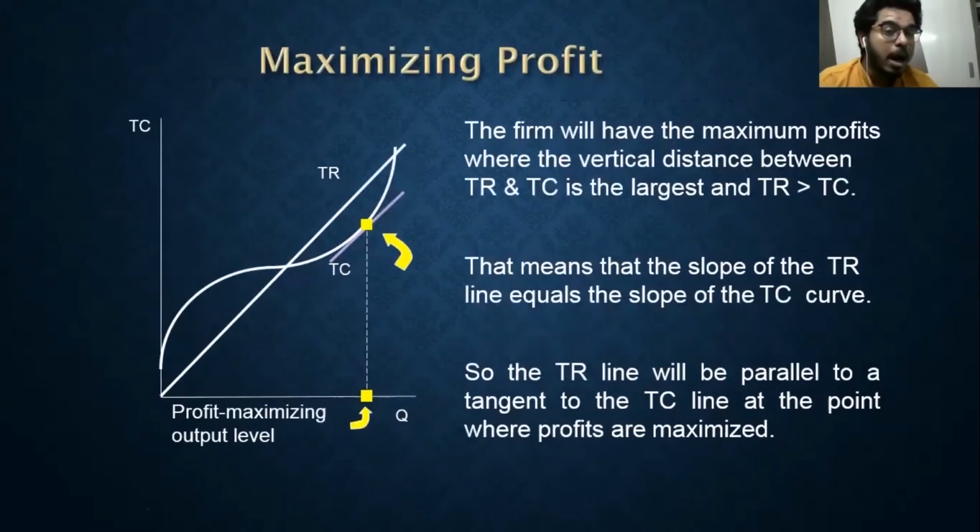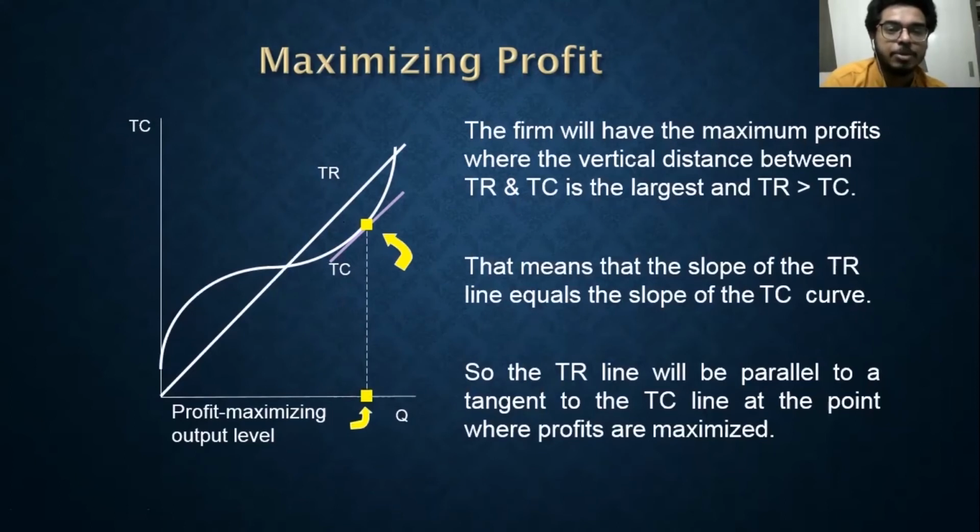But where my profit is maximum, you have to see where my marginal revenue is equal to marginal cost. Before going to marginal revenue and marginal cost, I will say the slope of the total revenue, which is nothing but the price over here, is equal to the slope of the total cost curve. When the tangent on the total cost curve is parallel to the total revenue curve, the slopes are equal. Then I have the maximum profit.